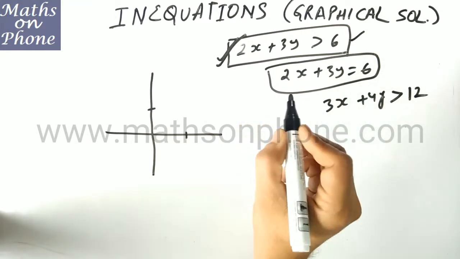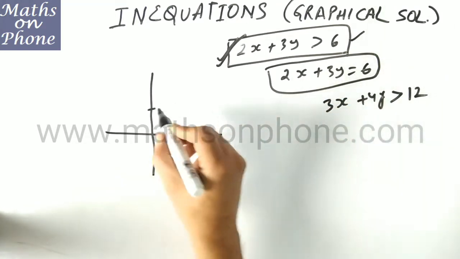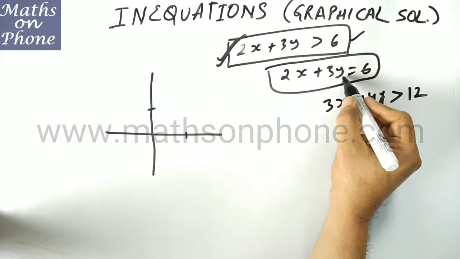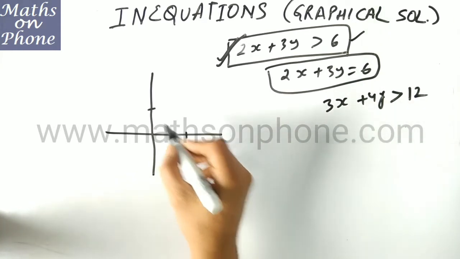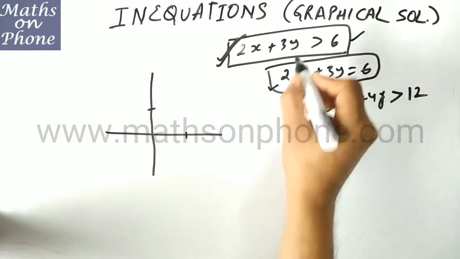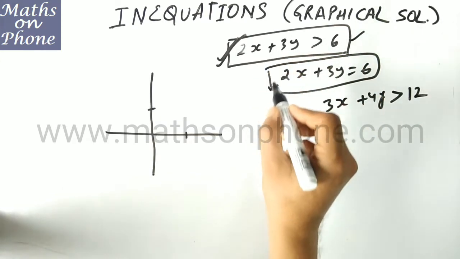Once you put x equal to 0, get the value of y, and mark it on the y-axis. Again you put y equal to 0, get the value of x, and mark it on the x-axis. You got 2 points. By joining the 2 points, you will get the straight line. You will get a straight line, not this inequation. We will see how to write this inequation.